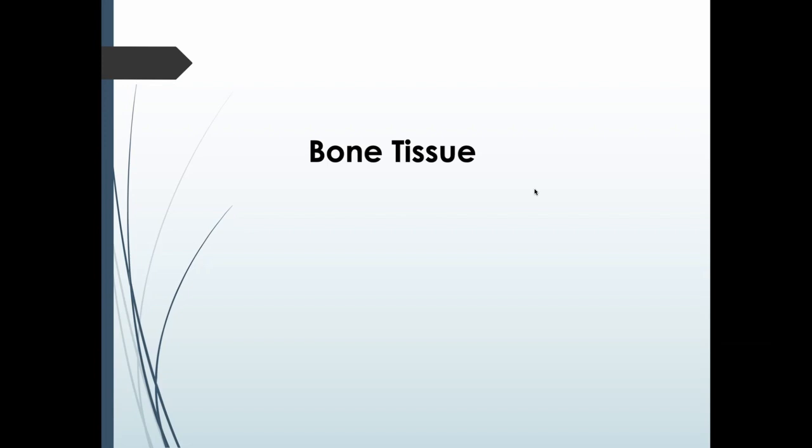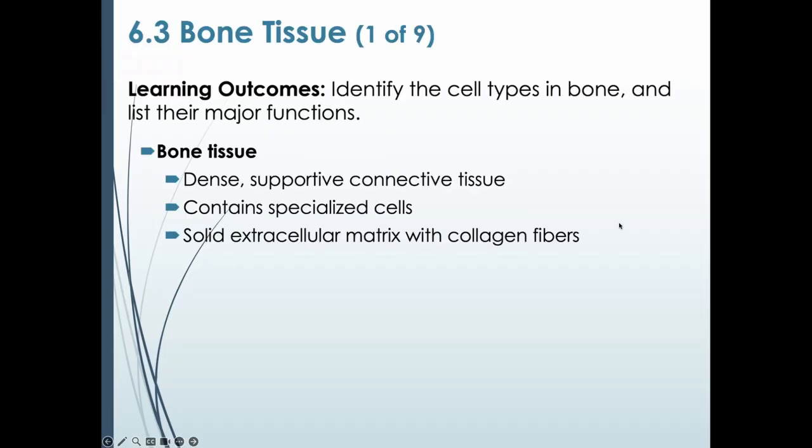In this conversation, we're going to talk about bone tissue. What we're going to learn in this section is to identify the cell types in the bone and their purpose and function. The thing about bone tissue, the overall general of it, is that it's dense, supportive connective tissue.